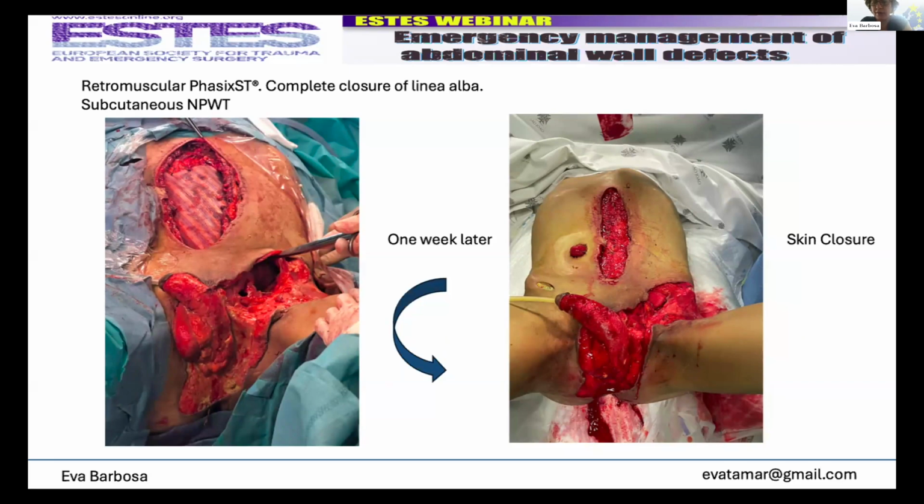And 1 week later, this was the case, and we could close the skin, and the patient was out in the ward. You can see here, the skin is open, but the fascia is closed. So I closed the skin, and still you can see a little bit, this is sponge, white sponge, and we have a hole here that communicated to the biologic mesh.